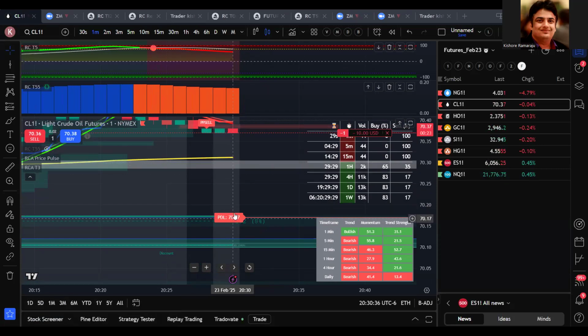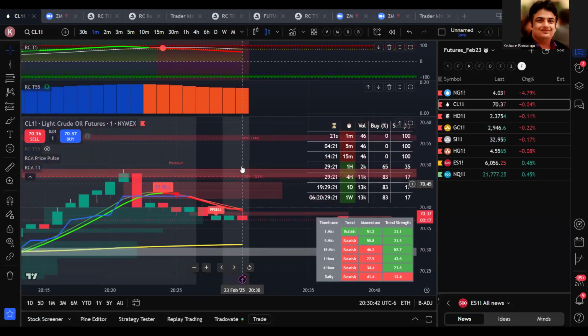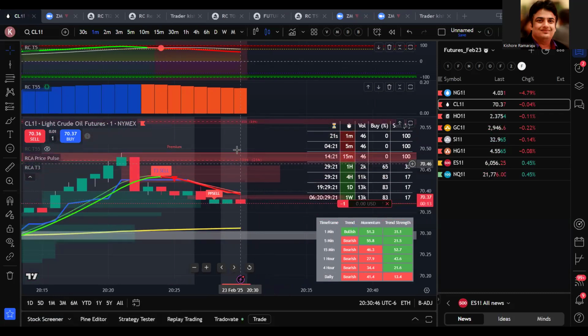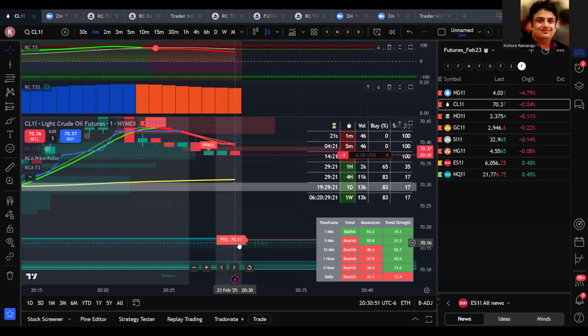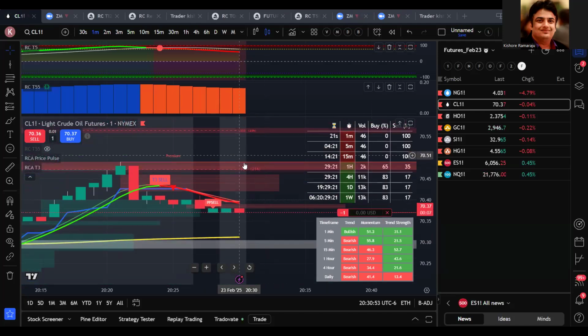So this is my nearly $200 profit, or I can make a $100 loss. That means your reward is double your risk. So I'll take my profit here, and I'll take my stop loss here.